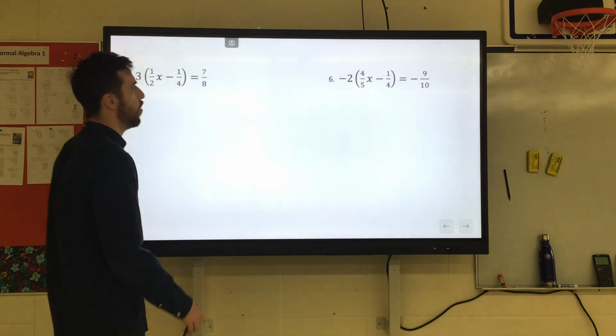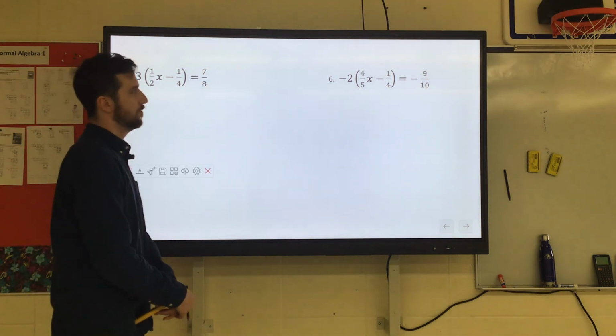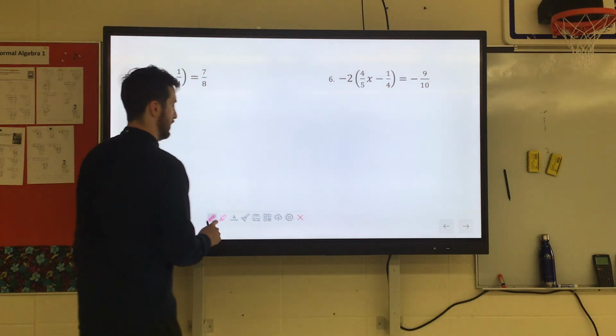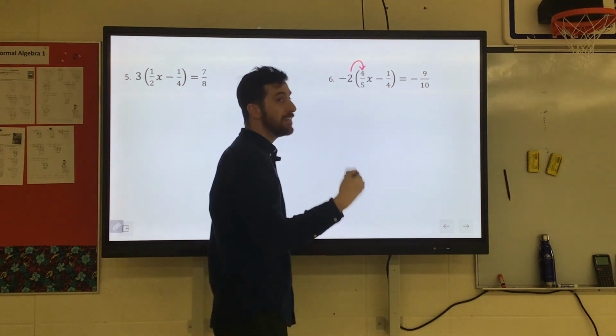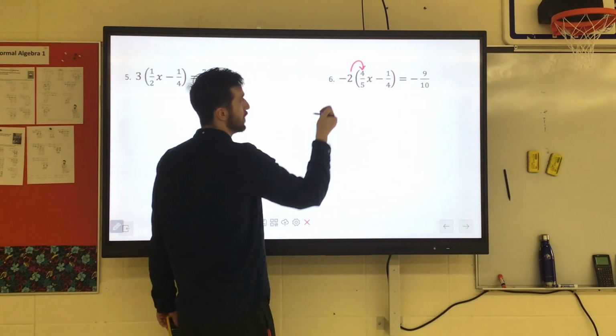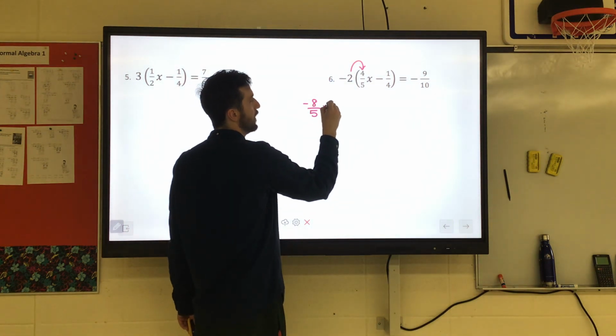There it is. Oh! Wowza. We have our first distribution. Look at that. We're multiplying a whole number times a fraction. We've been doing that. Remember, you just multiply it up in the numerator. Negative 2 times 4 is negative 8. So we have negative 8 over 5x.